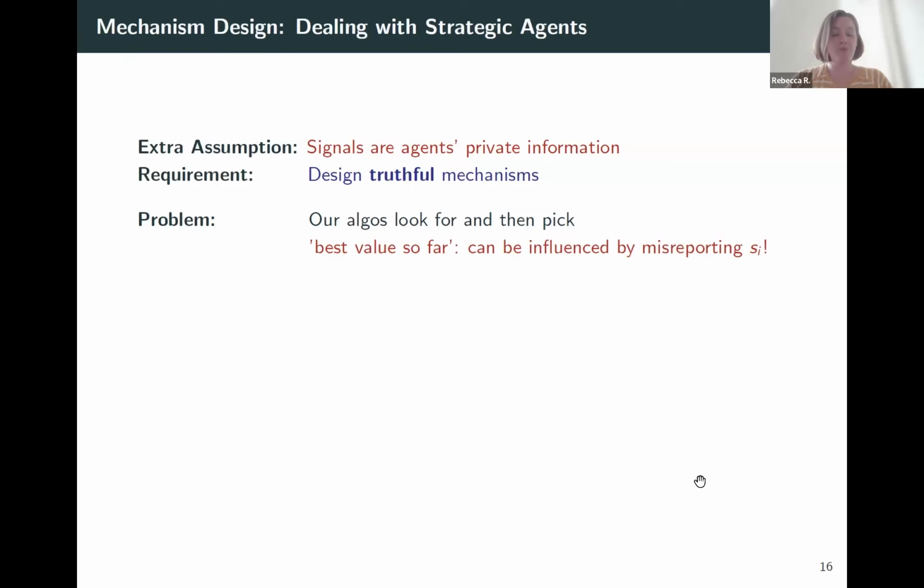And there is a problem when you want to implement this. And this problem is essentially our algorithms. What do they do? They look at the best values so far, and they try to pick that, right? And this might be influenced by misreporting a signal. Let me show how.